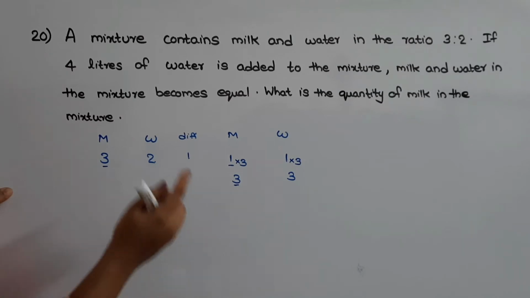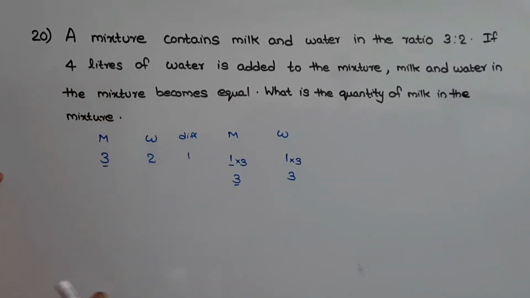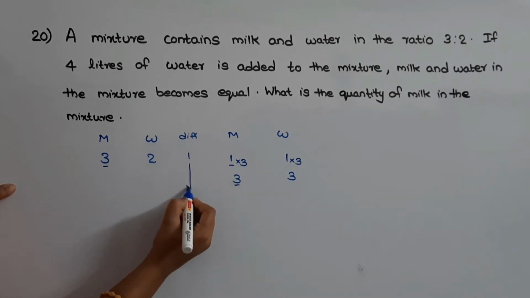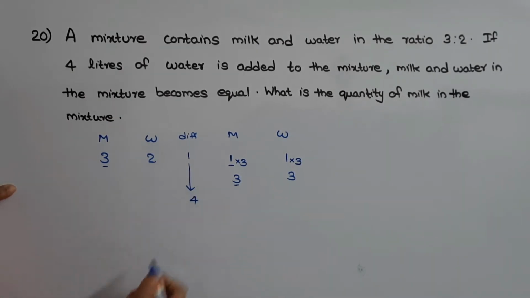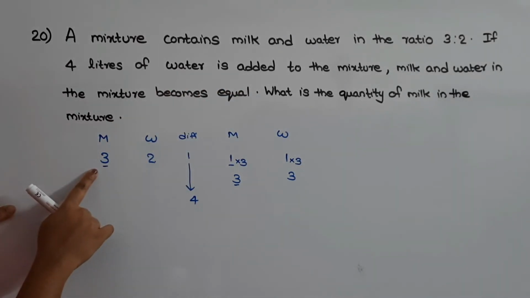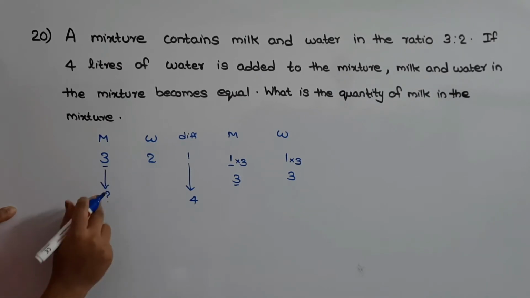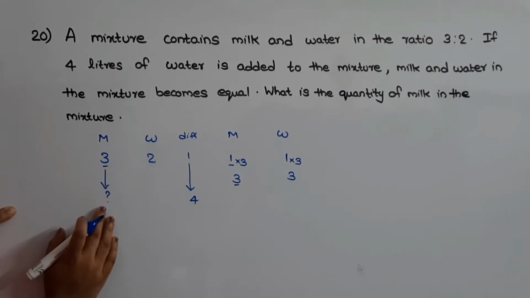Okay, and the quantity of water added to the mixture is given in the question as 4 liters, which means we can represent this 1 as 4. We need to find out the quantity of milk in the mixture. So if 1 can be written as 4, what will be the value of 3? On finding this value, we will get the quantity of milk in the mixture.